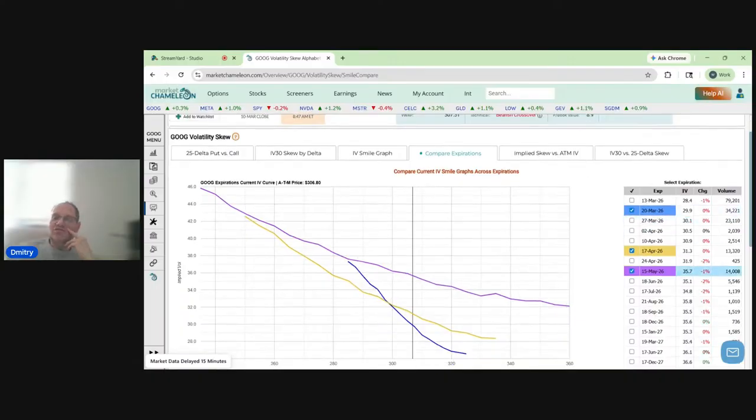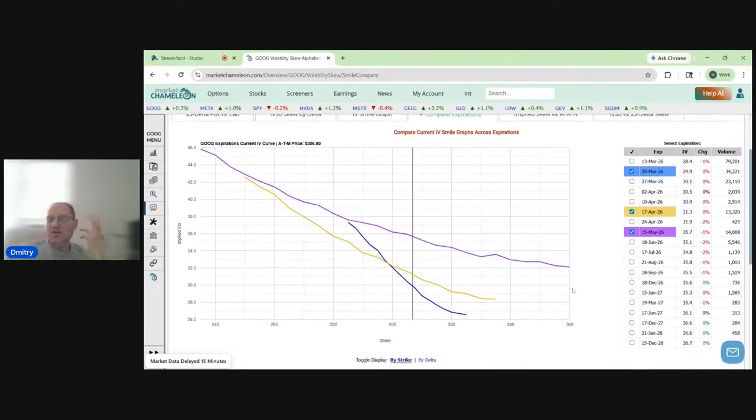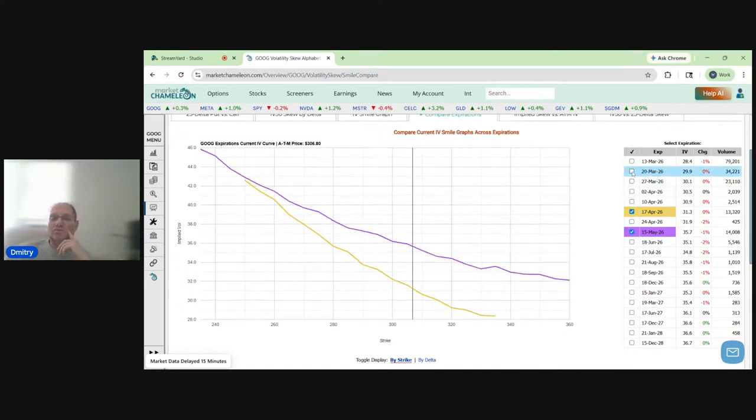And as you can see, it's defaulted to just 3 different expirations, so you get an example. But let's remove this one. Let's look at 2. Okay, so now I'm looking at implied volatility for 2 separate expirations, April 17th and May 15th, 2026. So the May 15th is this yellow line. I'm sorry, April 17th is this yellow line. May 15th is this purple line.